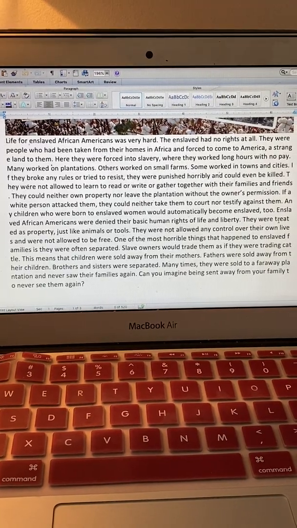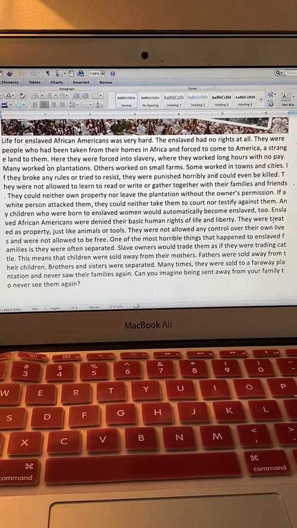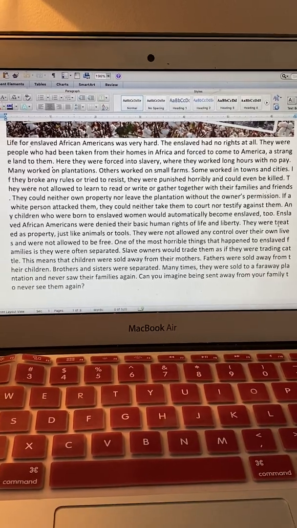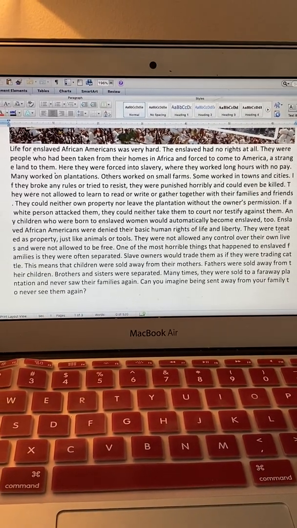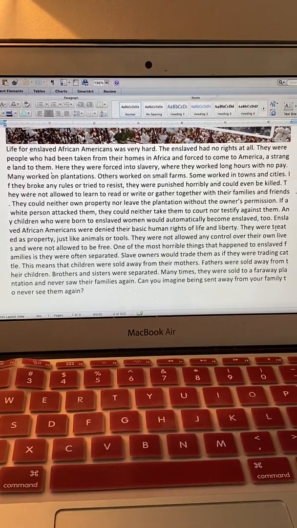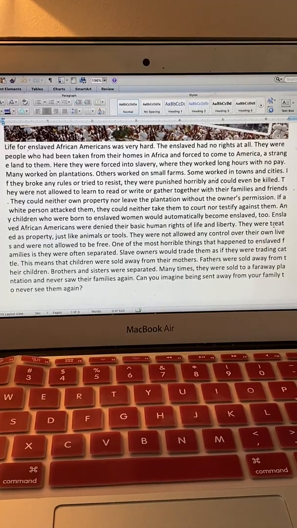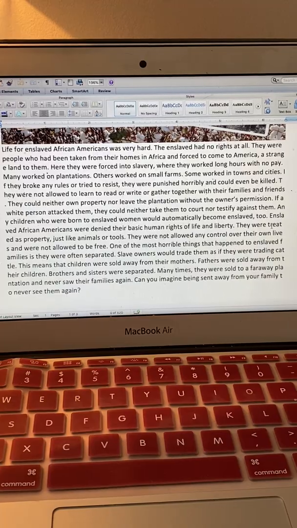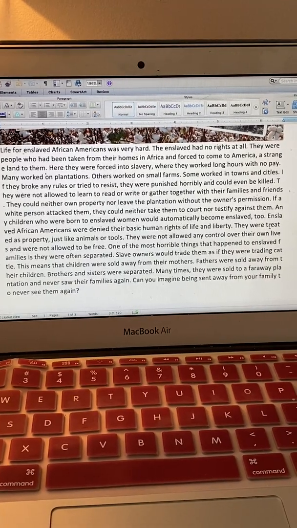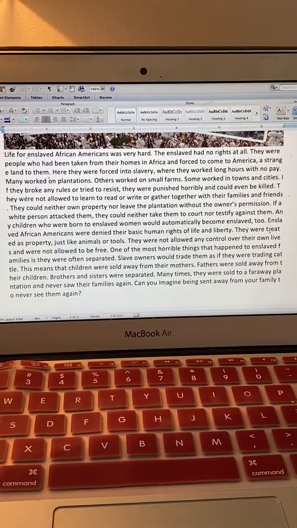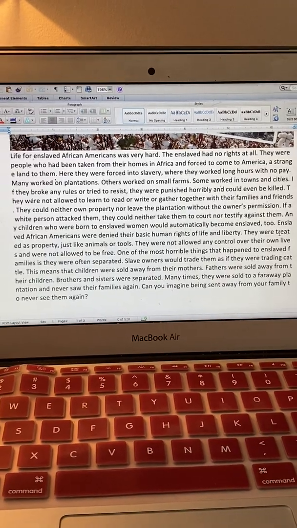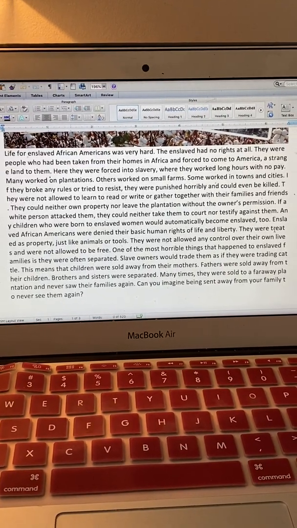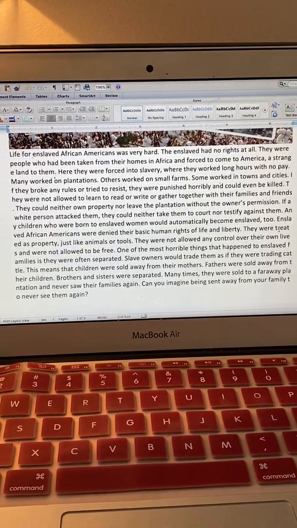If they broke any rules or tried to resist, they were punished horribly and could even be killed. They were not allowed to learn to read or write or to gather together with their family and friends. They could neither own property nor leave the plantation without the owner's permission. If a white person attacked them, they could neither take them to court nor testify against them. Any children who were born to enslaved women would automatically become enslaved too.